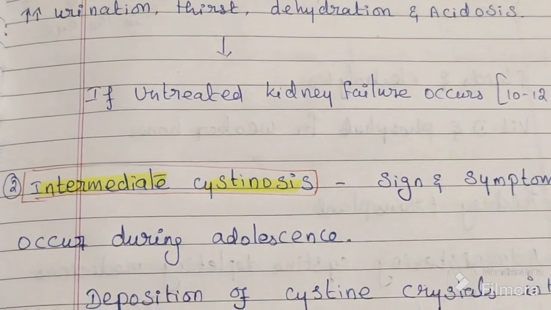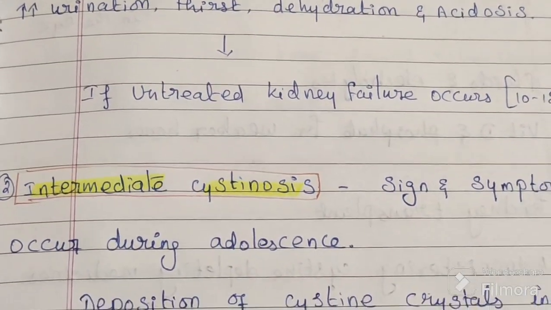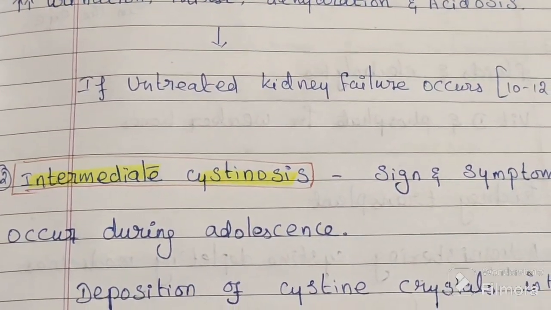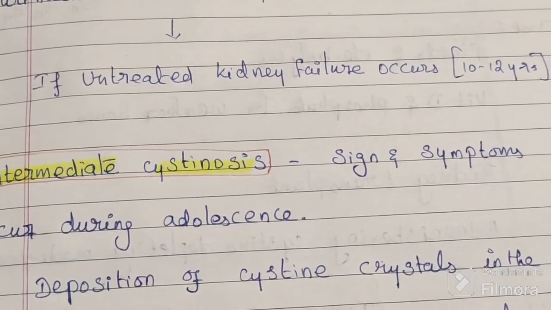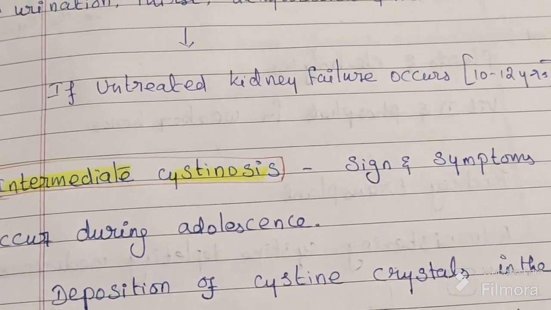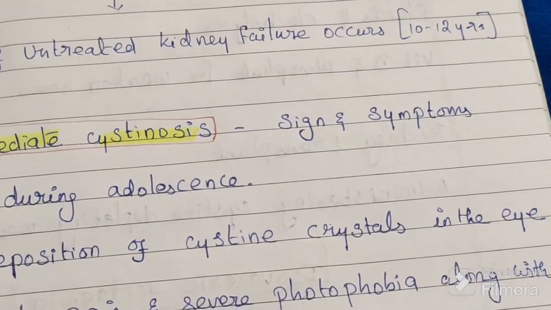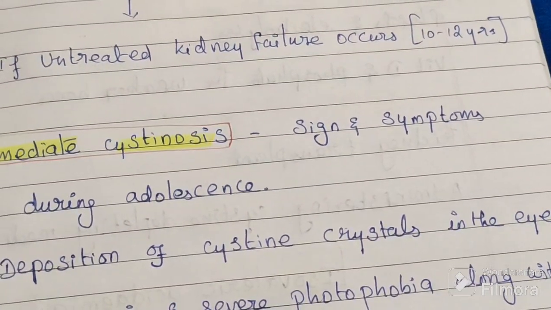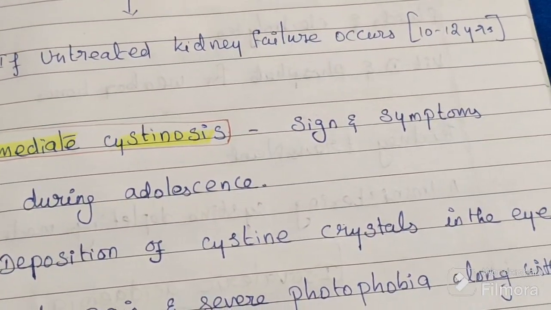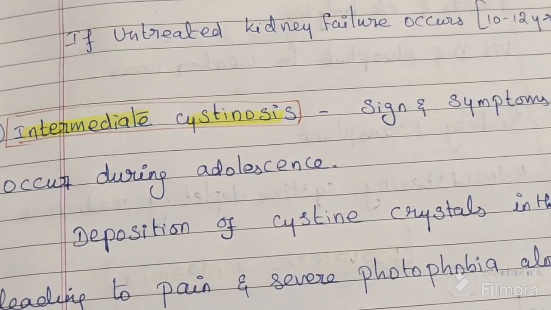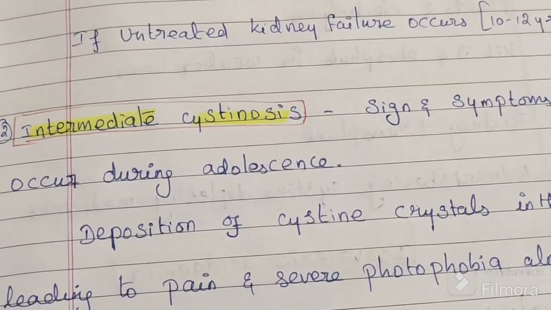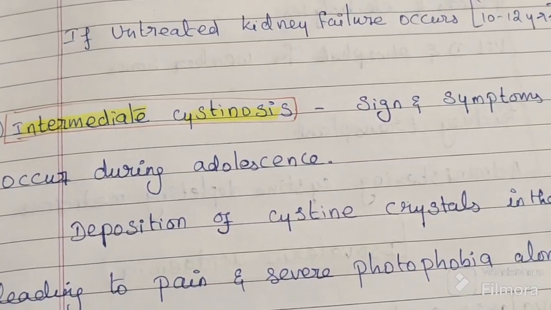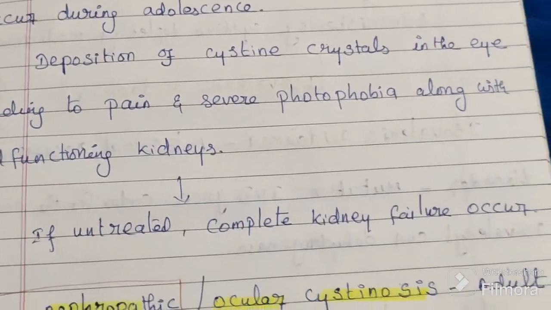Second condition, intermediate cystinosis. The signs and symptoms occur during adolescence. There is deposition of cystine crystals in the eyes, leading to pain and severe photophobia, along with malfunctioning kidney. If left untreated, complete kidney failure can occur.